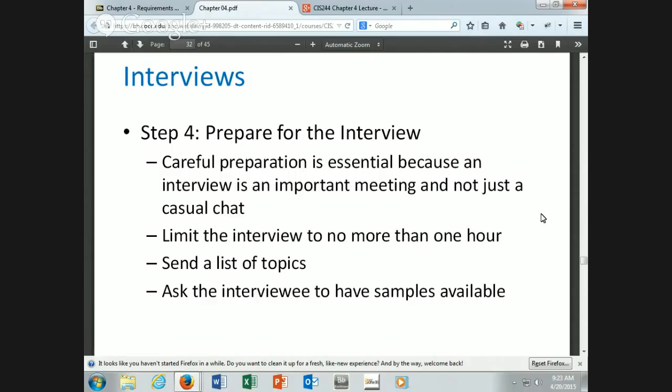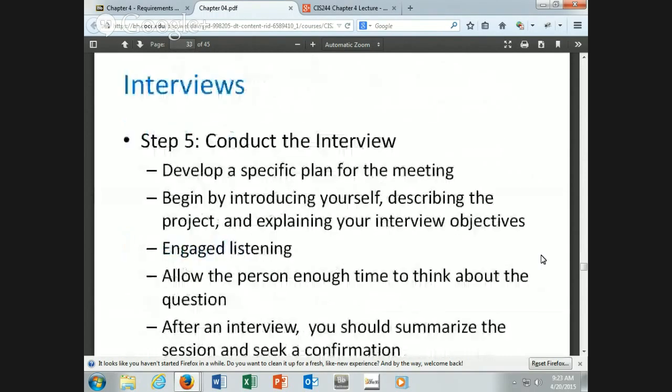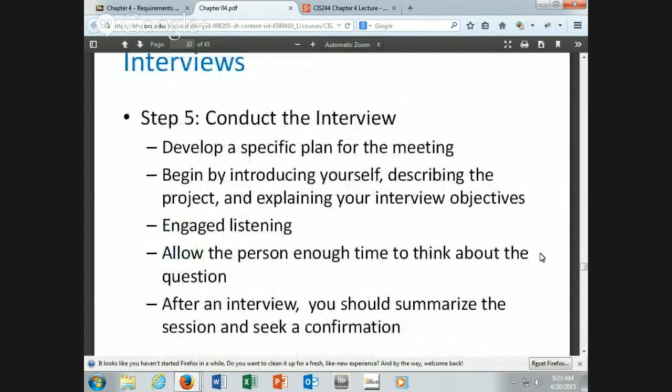Limit the interview to no more than 1 hour. Well, that depends on how many questions you have. Set a list of topics. Ask the interviewee to have samples available if you're looking at work. Of course, conduct the interview. Make sure you're listening.